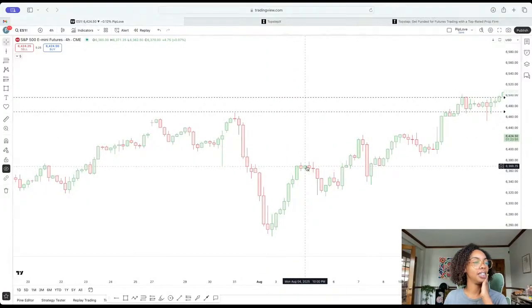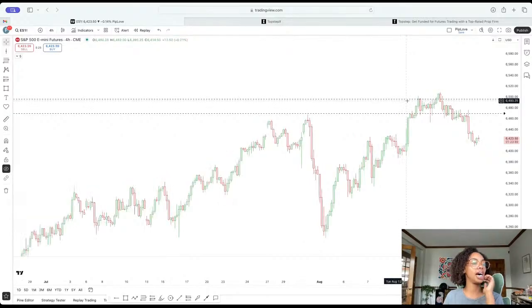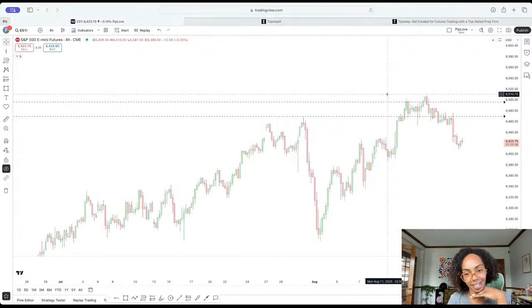That makes sense. And then what happened here? Price just continued to make a higher high, higher low, higher high, higher low. Now we've made higher highs. ES, the S&P 500, has broken that 6,500 price.